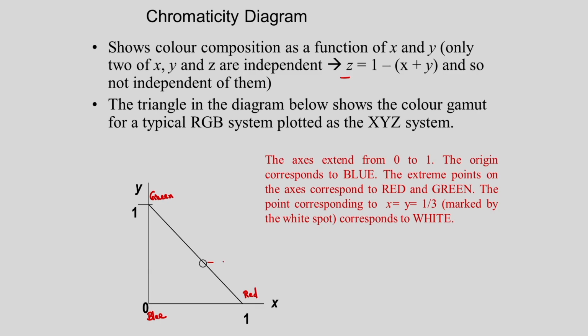And corresponding to this point, x is equal to y is equal to 1 by 3, and that corresponds to the white color, this point. So you can see how to get the chromaticity diagram from the XYZ color model. The origin corresponds to the blue color. I have two extremes, one is the red color, another one is the green color. The white point is x is equal to y is equal to 1 by 3. So by using x, y and z information, I can represent color.